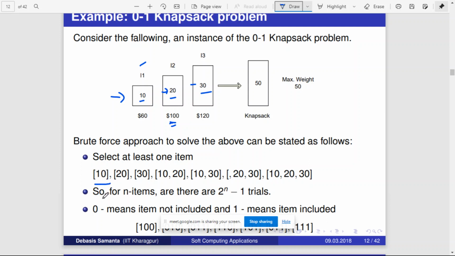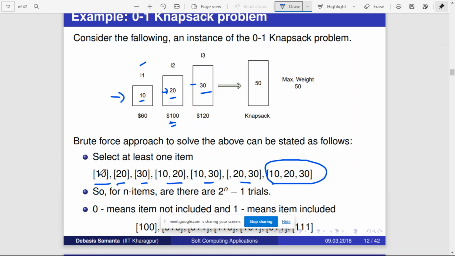This is one combination. Or he can take this first item, I1, alone, or the thief can take only I2 and leave, or the thief can take only I3 and leave, or the thief can take I1 and I2, or I1 and I3, or I2 and I3, or the thief can take all the three. But this is not a feasible solution.